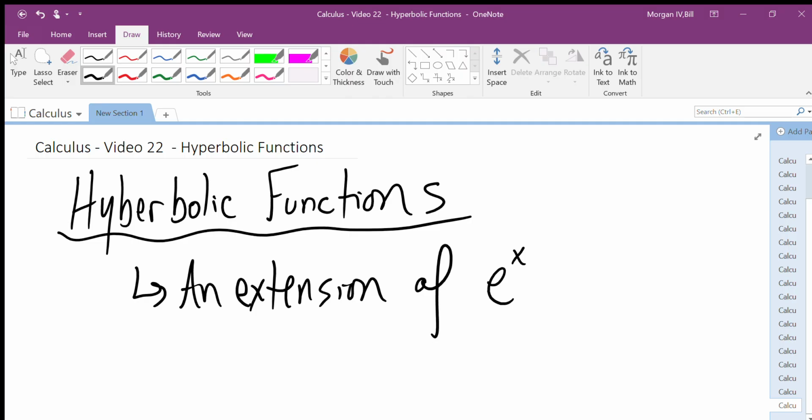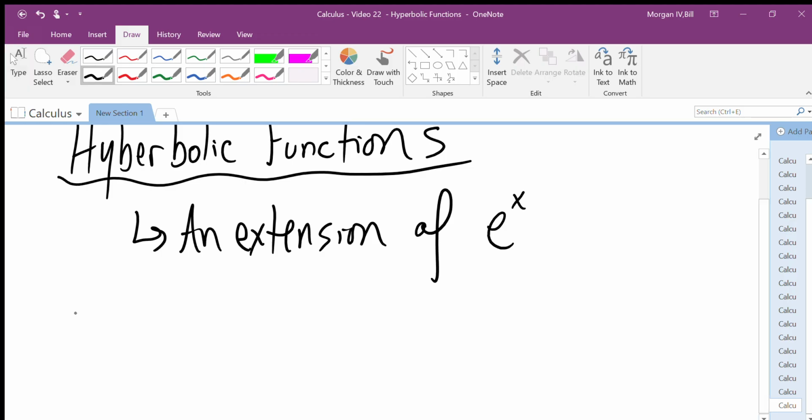So what's going to happen is we're going to define these functions. We call them hyperbolic functions, and sometimes that scares people because it's for some reason a scary name. But they're really not. They are just the sum or difference of versions of e to the x. So for example, the first hyperbolic function we're going to look at is what's called hyperbolic cosine of x.